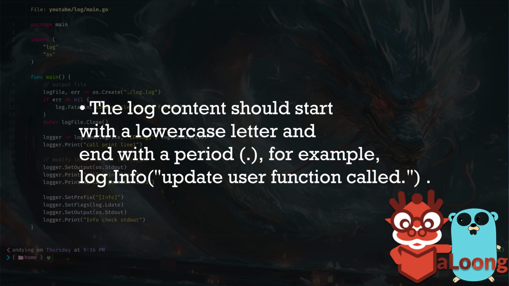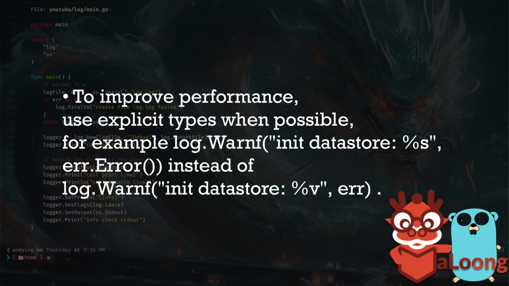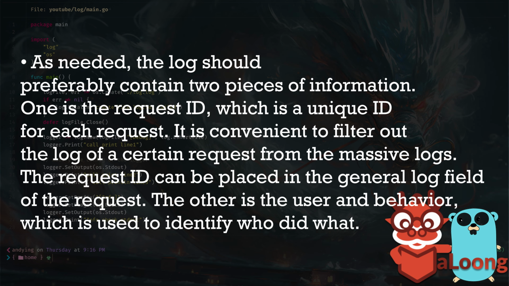The log content should start with a lowercase letter and end with a period, for example, log.info update user function called. To improve performance, use explicit types when possible, for example log.warnf "Failed to get datastore, %s", error, instead of log.warnf "Failed to get datastore, %v", error. As needed, the log should preferably contain two pieces of information.